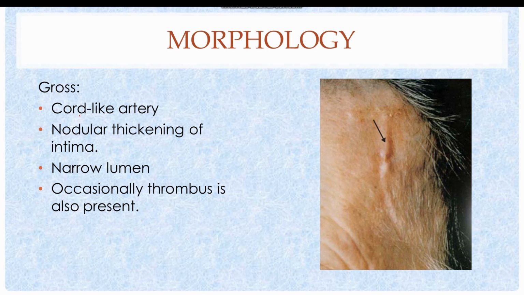Grossly, the artery appears to be cord-like with nodular thickening of tunica intima. As you can see, there is nodular thickening of the temporal artery. This thickening results in narrowing of the lumen, and occasionally there is a thrombus present inside the lumen, which further narrows down the lumen.